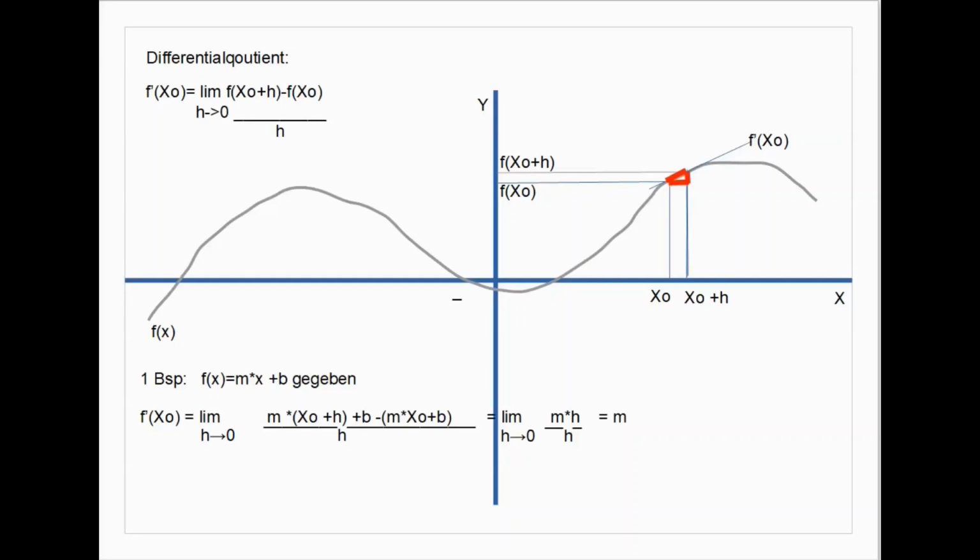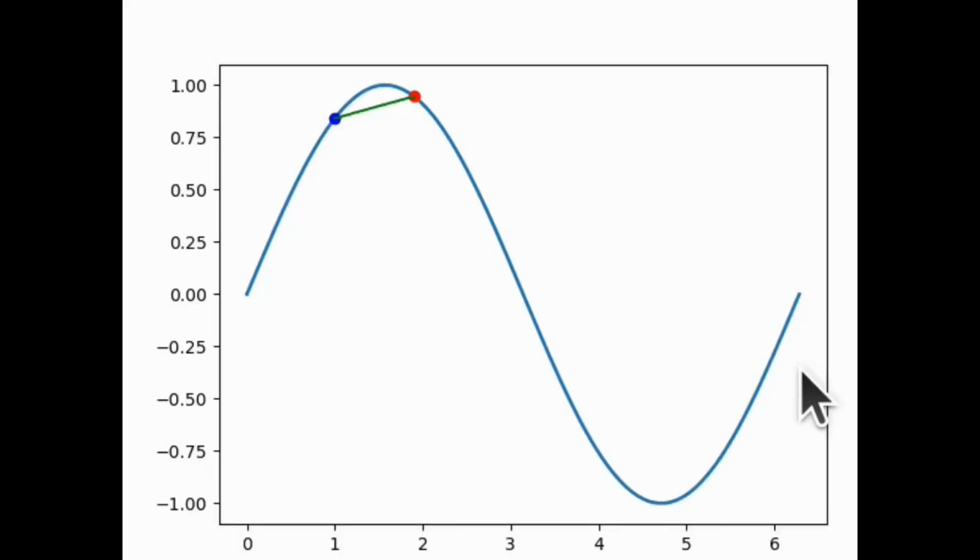In the differential quotient here, you can see a real function, the blue line, and how the red point moves to the blue point, and the gradient in the blue point is calculated more precisely the closer the red point approaches the blue point. You can see very clearly that the green line hardly changes.